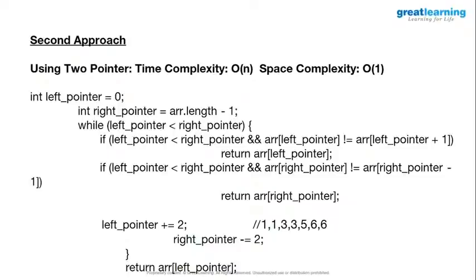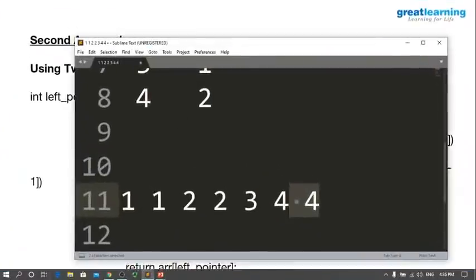Now what we did: after we compared 1 and 1 and the last element 4 and 4, I incremented the left pointer by 2 elements because 1 has already been checked. Then for 4 and 4, I decremented the right pointer by 2 because the other element has already been checked. So now where will the pointers be? The left pointer will be on 2, and the right pointer will be on 3.